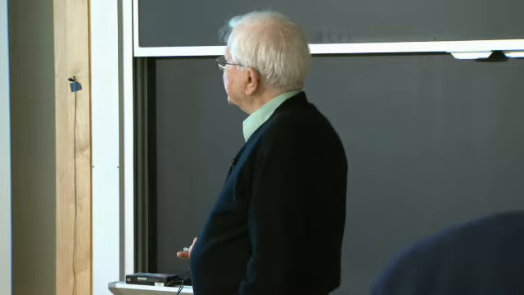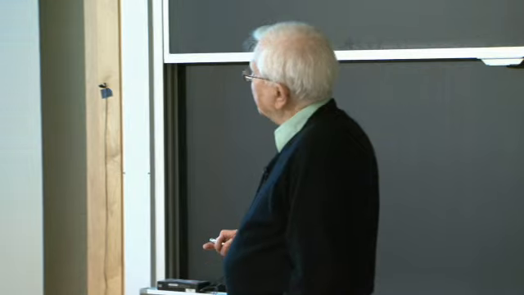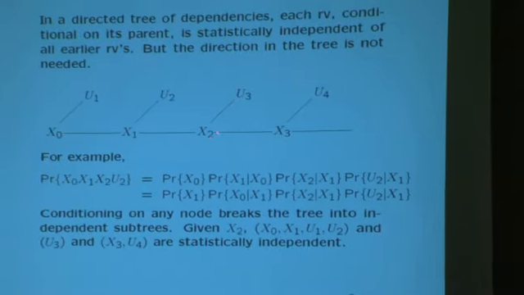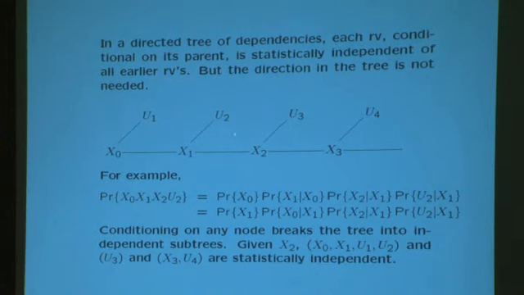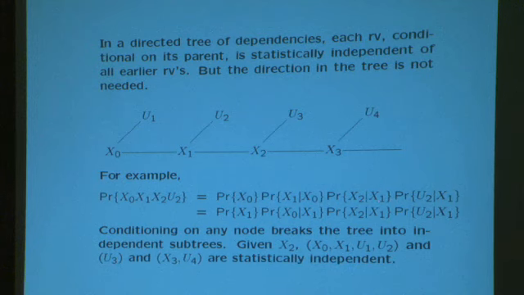As an example of this, if you look at the probability of x0, x1, x2, and u2, these 5 random variables here, probability of x0, probability of x1 given x0, probability of x2 given x1, probability of u2 given x1. Okay, you can write that out in that way. From this, you can rewrite this in any way you want to. You take these 2 equations and you can rewrite them as the probability of x1 times the probability of x0 given x1 times the probability of x2 given x1 times the probability of u2 given x1.